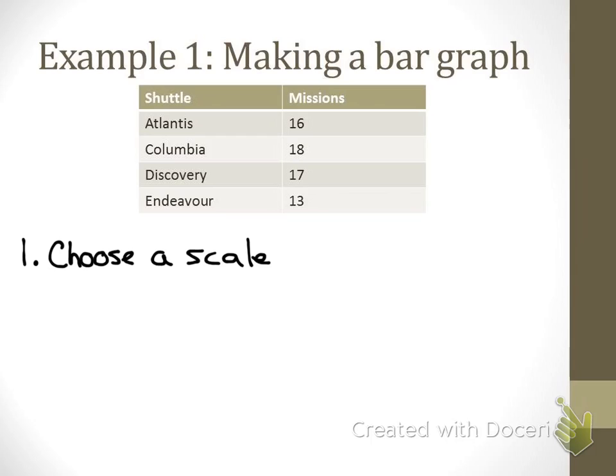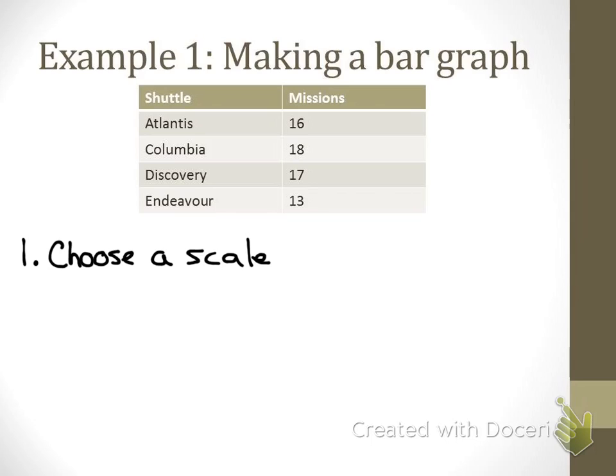All right, now I choose my scale based on the range of the numbers in my table. So what's my smallest number in my table? What's the smallest number? 13. What's the biggest number? 18. So that's a pretty small range. All right, so I could start at 10, right? Do I need any numbers less than 10? No. And then I could go up to 20.